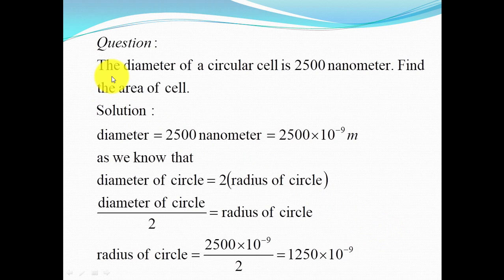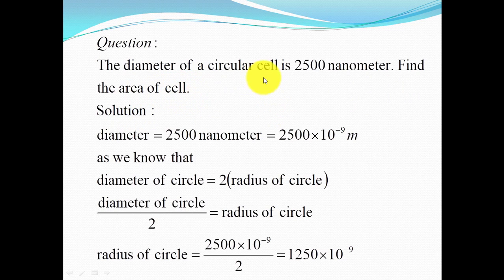Next question: the diameter of a circular cell is 25 nanometers. Nanometer is a physics term. Nano means 10 raised to power minus 9. It means that you have a point, then you write 8 zeros, then 1. Find the area of the cell.